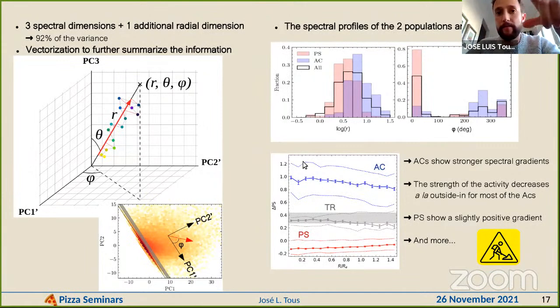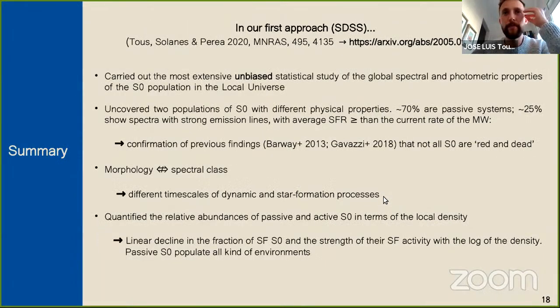And this translates into that the active population would have an activity that decreases outwards. And this is clearly shown in the last plot on the top right-hand side of the screen, in which I show you the median distance to the passive sequence, this parameter I defined earlier, as a function of the radius of these galaxies for each of the three main populations of galaxies. And you see how this parameter decreases for the active components.